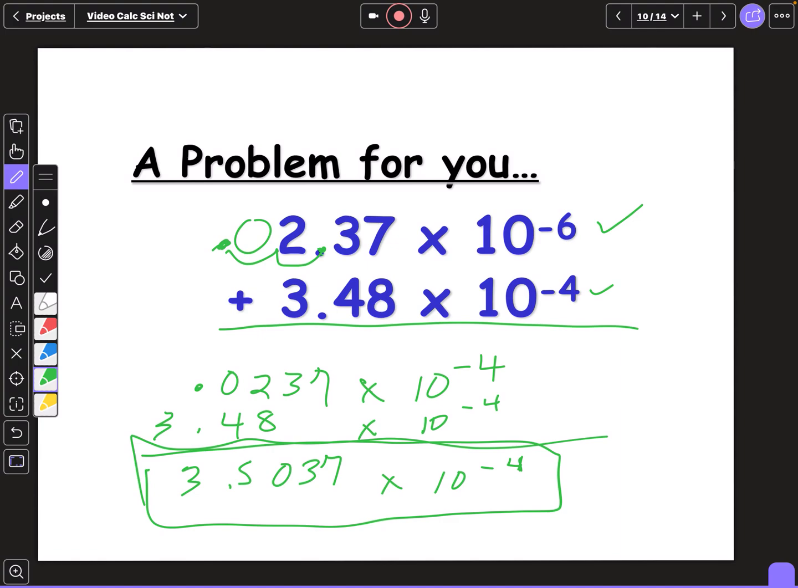So when adding and subtracting, if your exponents are the same, you just leave them alone and write it. If they are different, you have to change one of them to match up exponents with the other before you add or subtract.